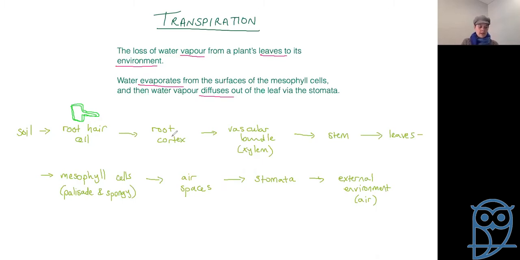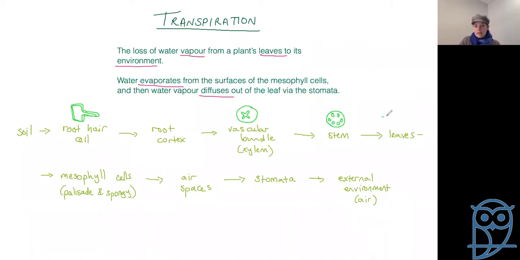Crossing the root cortex, we have that gradient across the root cortex. We get to the vascular bundle in the center of the root. Remember, the xylem in the root looks like an X. X marks the spot. There's your xylem in the very middle of your root. But as we travel up that vascular bundle in the stem, it splits into many vascular bundles all the way around the outside of the stem.